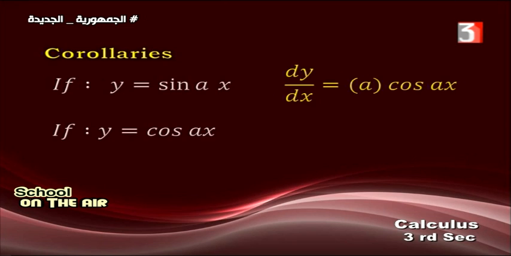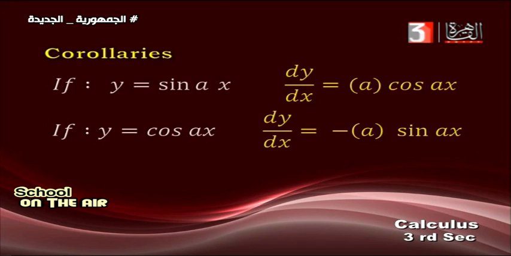The second rule, if y equals cosine ax, then dy dx equals the derivative of cosine x equals negative sine ax. And the derivative of the angle ax equals a. Then the derivative of cosine ax equals negative a multiply sine ax.